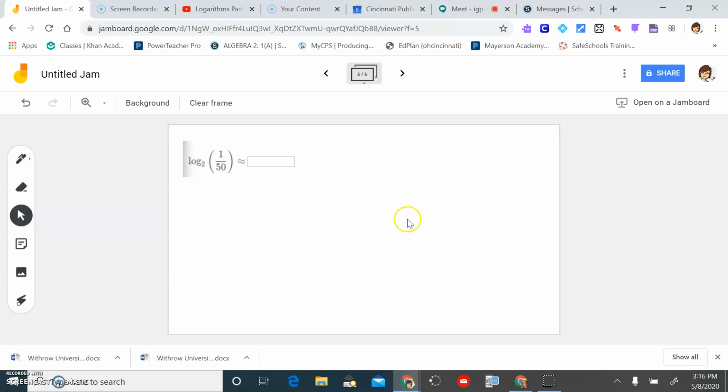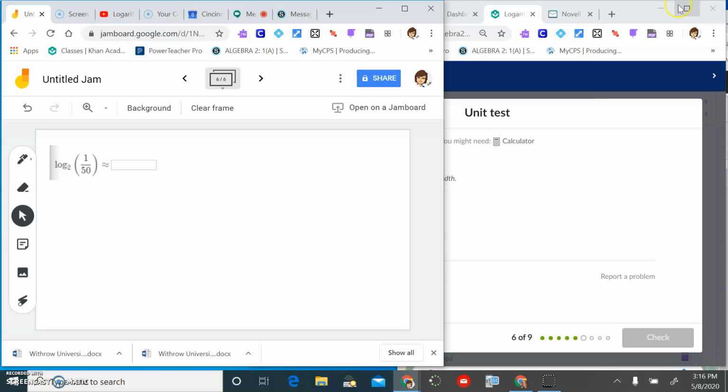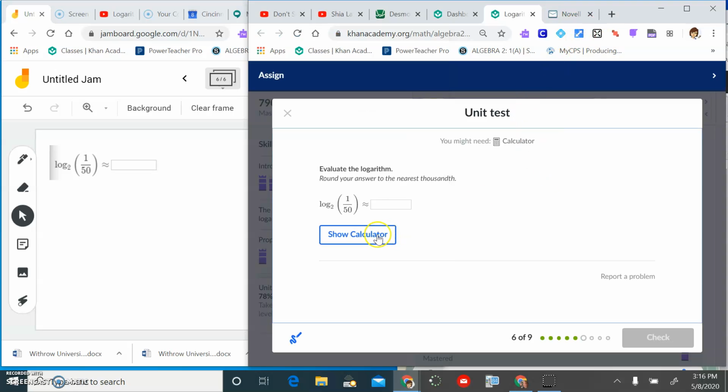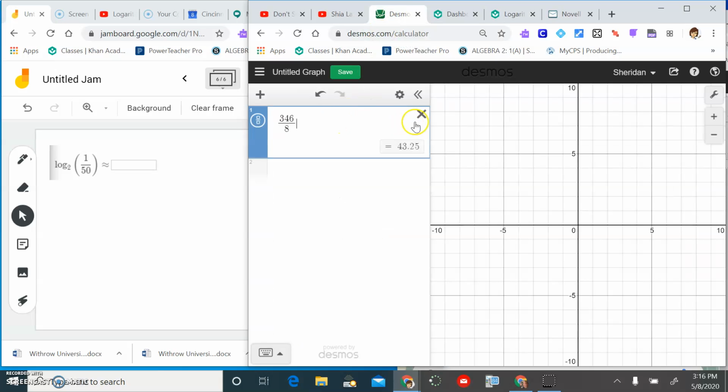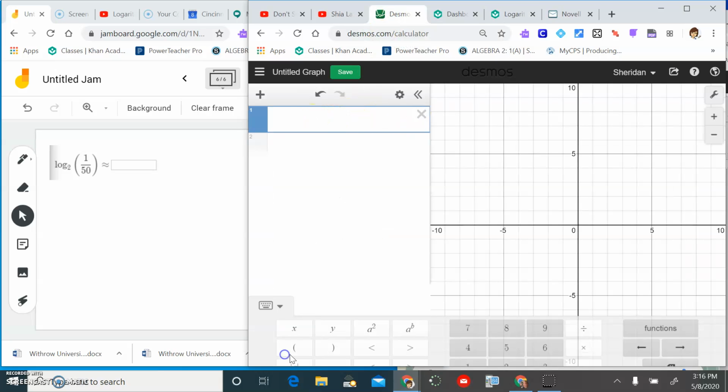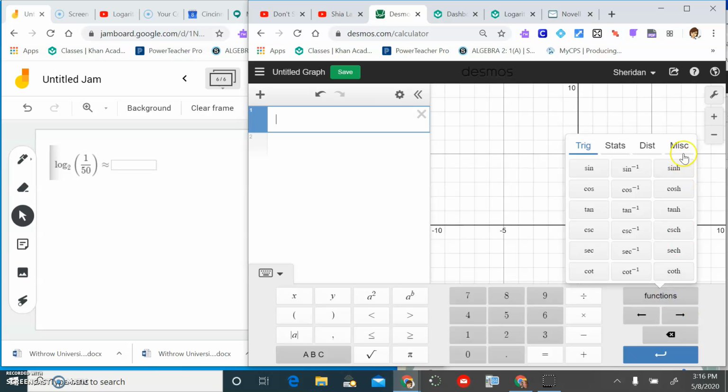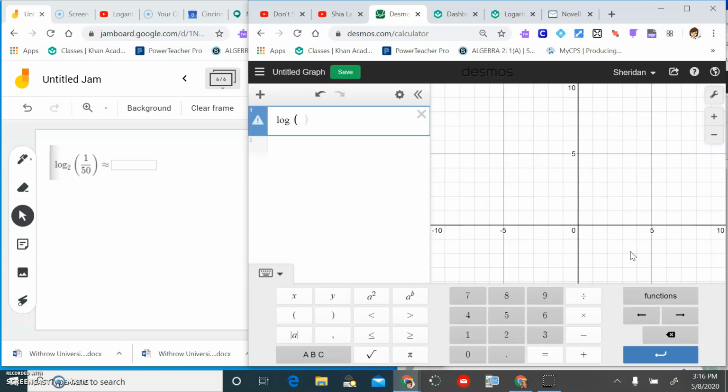Log base 2 of 1 over 50 is approximately... Okay, so they're asking me to use a calculator. This is base 2. If you're going to use the calculator that's in Khan Academy, it does not have a log base 2. You could do it, and I can show you that in a second. But if you just want to use Desmos, you can. You go over here into Functions, Miscellaneous, log base anything you want.